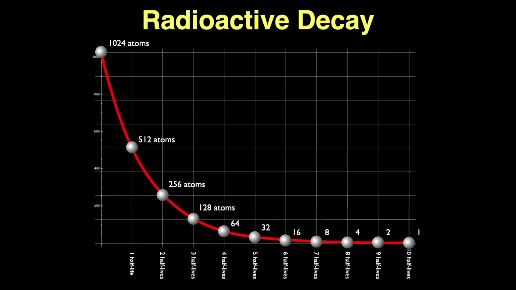After 10 half-lives, we'll have about 1/1000th of our original amount. By the way, notice that there's 1 remaining atom after 10 half-lives here. If we waited 1 more half-life, our remaining atom would have a 50-50 chance of decaying in that time.